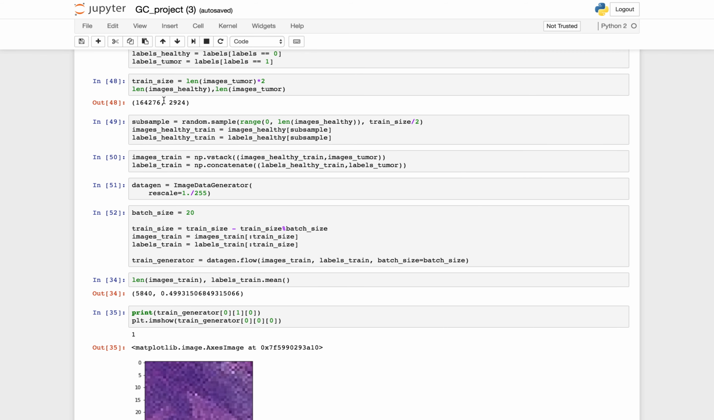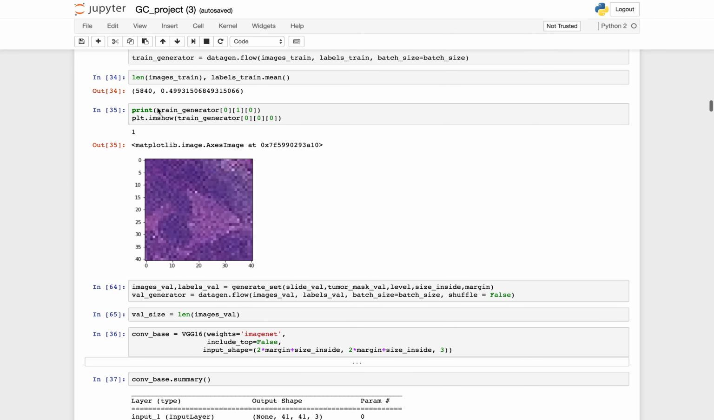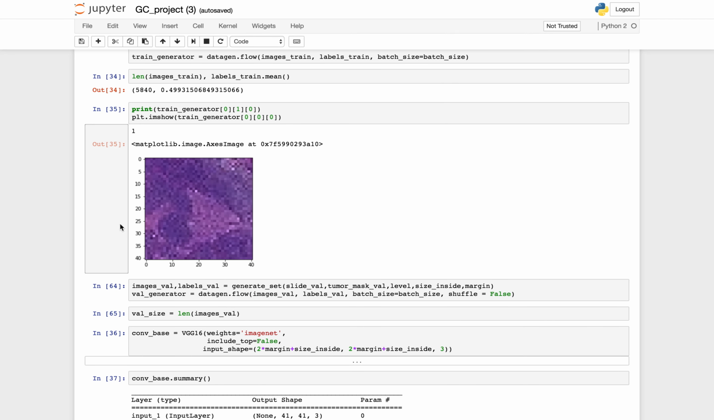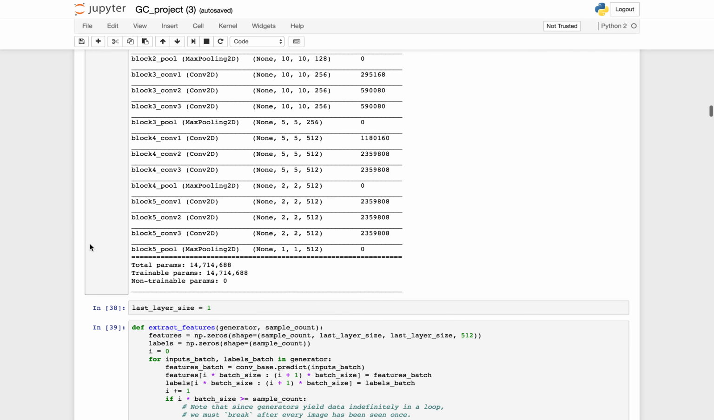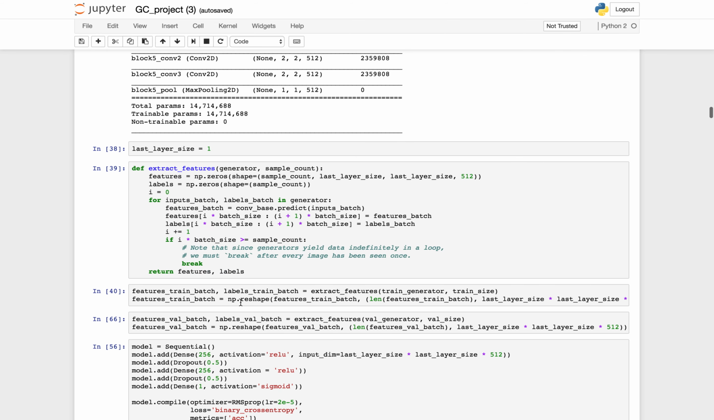To deal with the big imbalance between tumor and healthy cells, I'm just resampling both of the classes to get a balanced set. So this is what one of these images looks like. Here I'm using a preloaded network from VGG16 to increase learning speed.